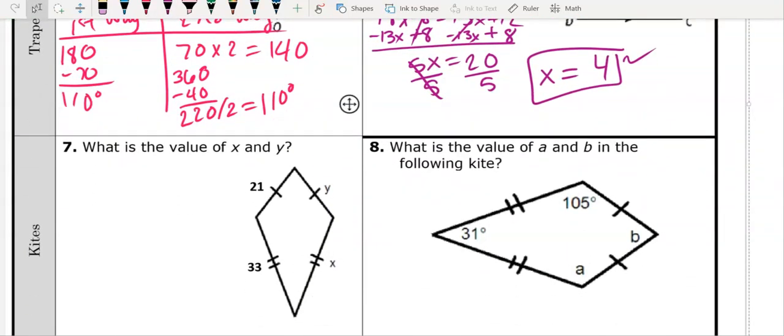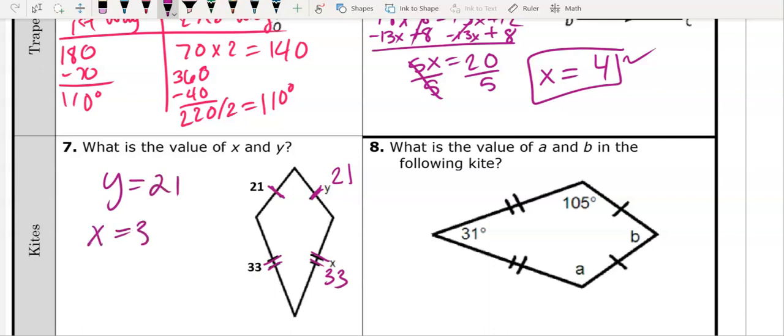All right, number 7. What is the value of x and y? Well, y is 21. We know that because these two sides have the same markings, and x and 33 have the same markings. So no math needed. Y is 21, x is 33.